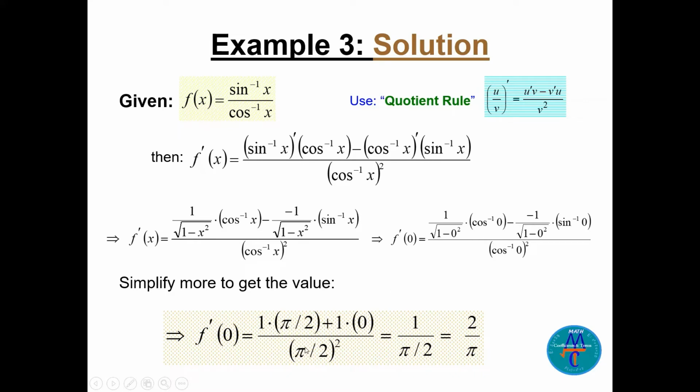So pi over 2 divided by pi over 2 squared, we cancel pi over 2. And we are left with 1 over pi over 2. And the answer is 2 over pi. This is f prime at 0.